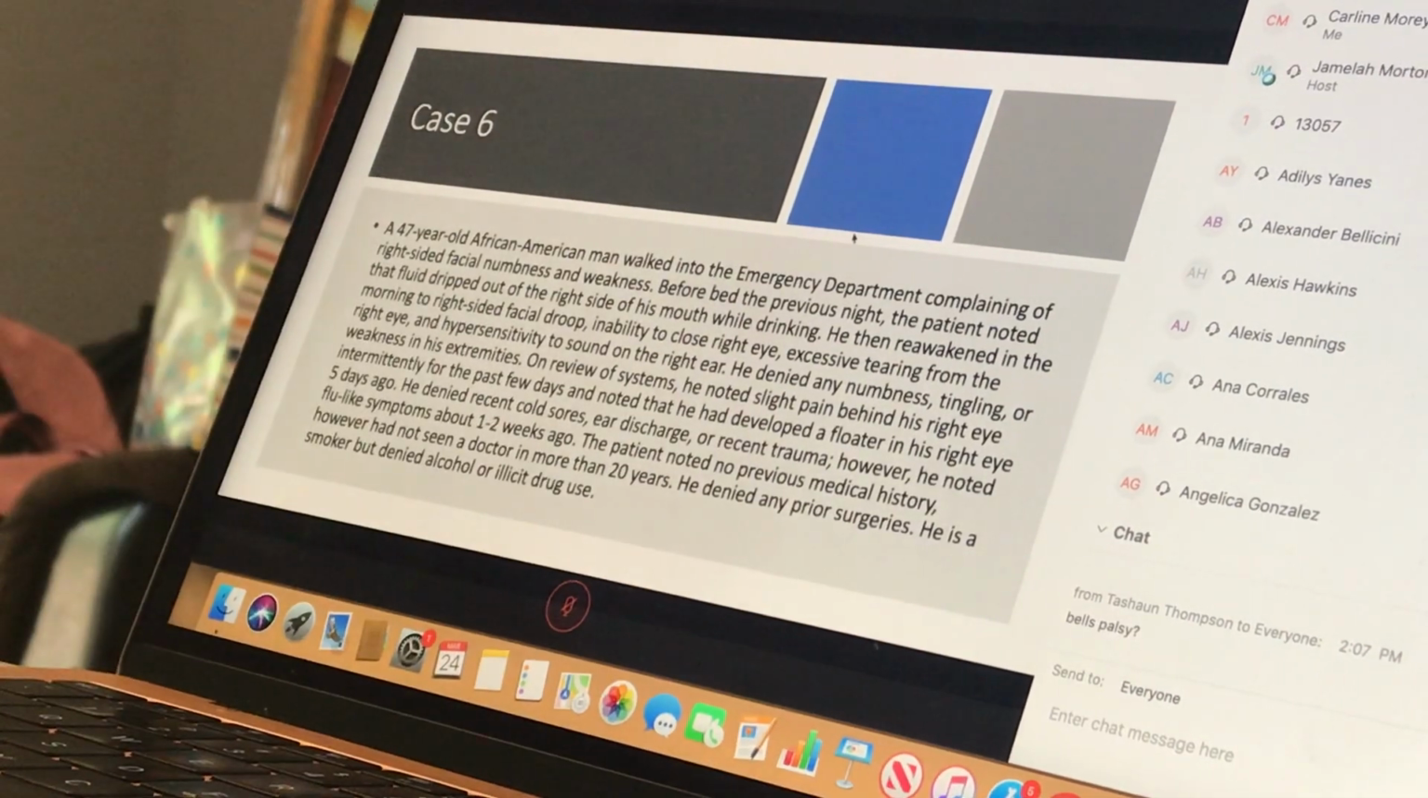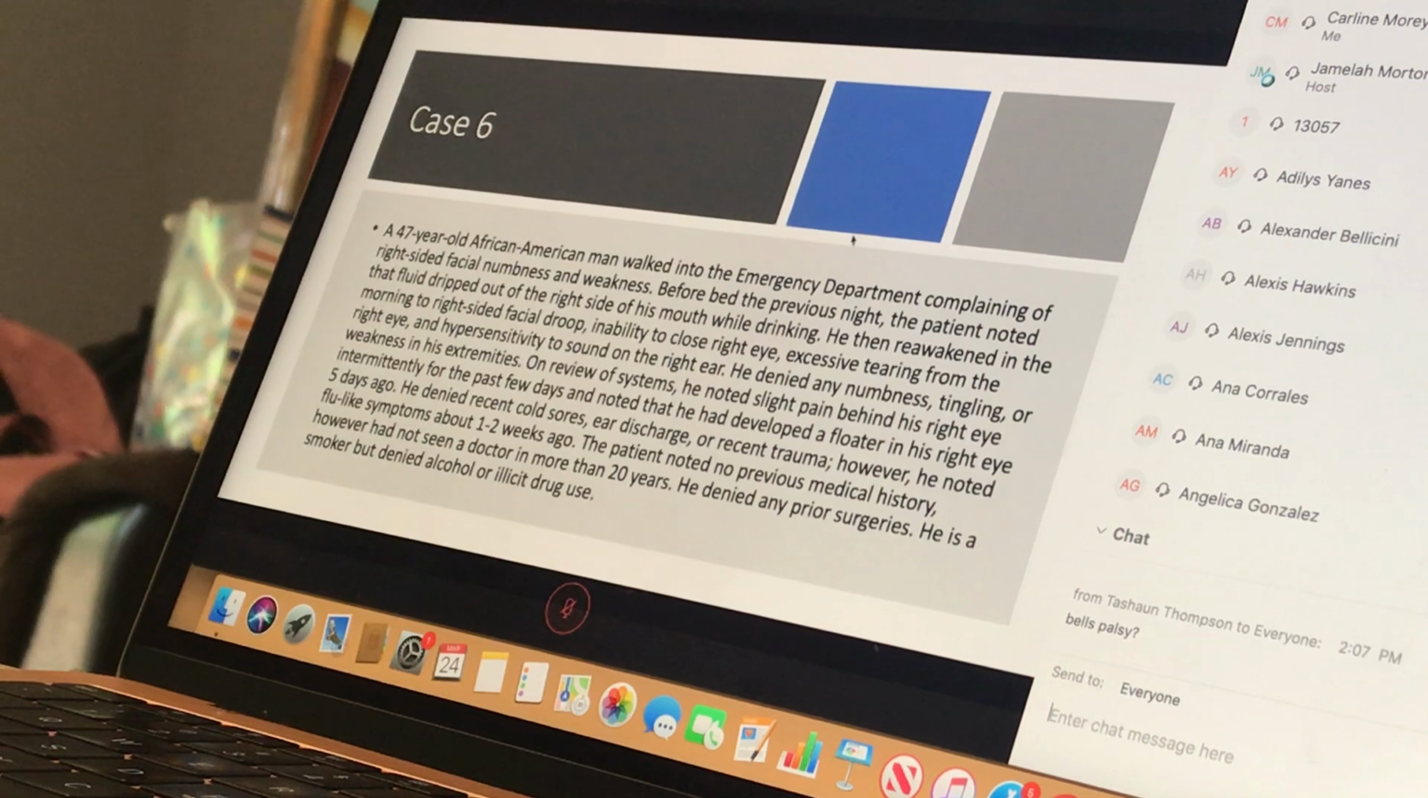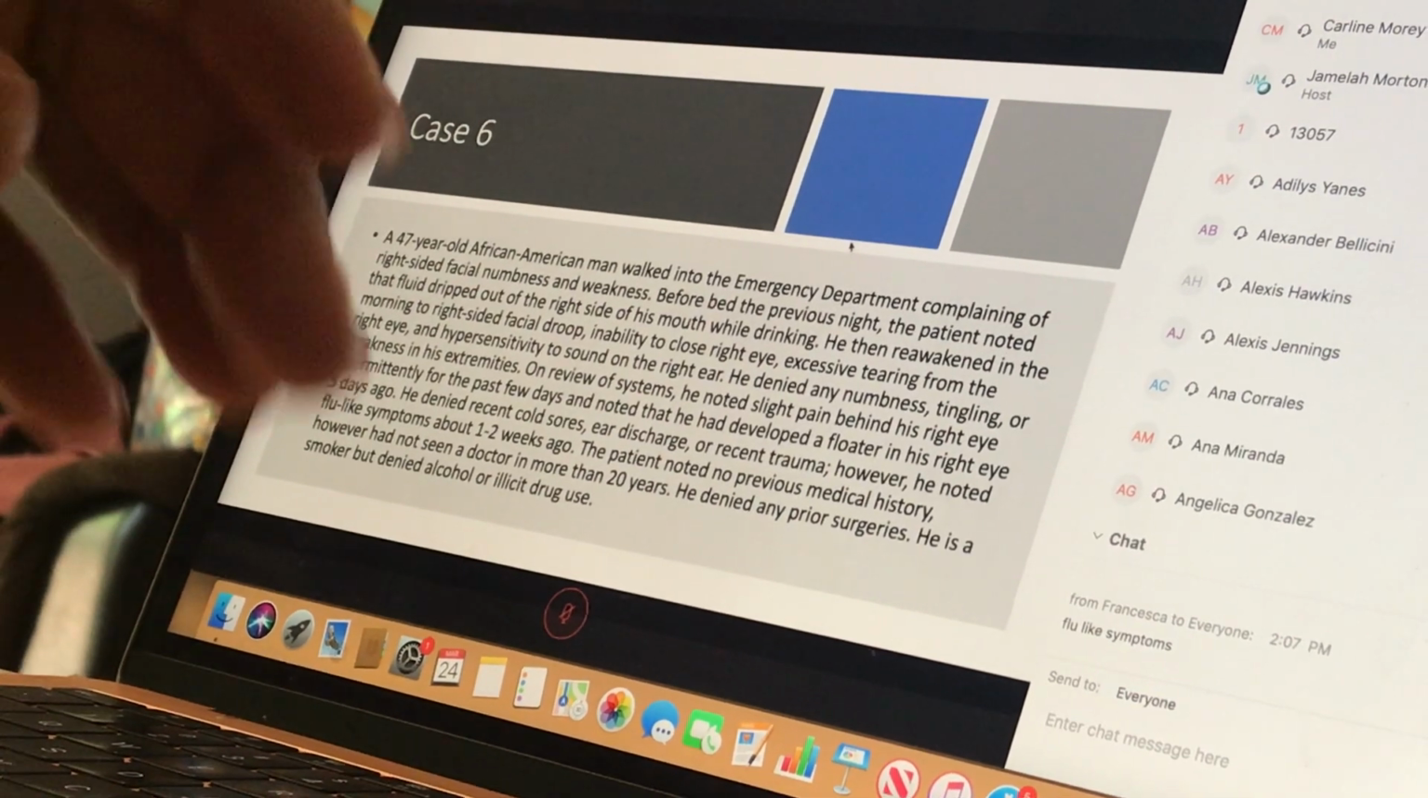Okay. Why do you think it's Bell's palsy? Tell me. If you can put your mic on, that would be great. Somebody who wants to just put their mic on and tell me why they think Bell's palsy. Come on, guys. Shoot it out. Nobody? No takers? I have a couple people that said flu-like symptoms, only upper part of his right side. He can't close his eye.